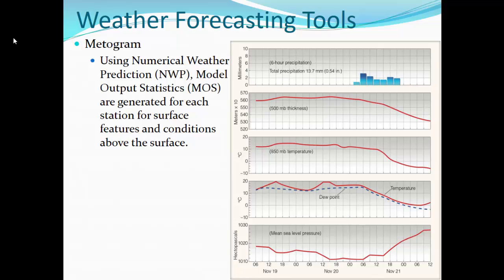So that's a meteogram. They're available for every station plot, and they can go out just a couple hours or several days.